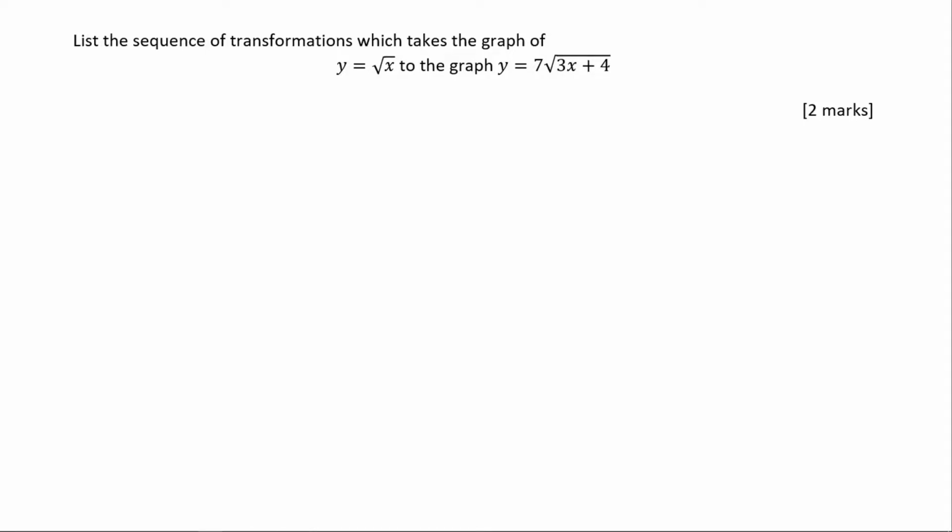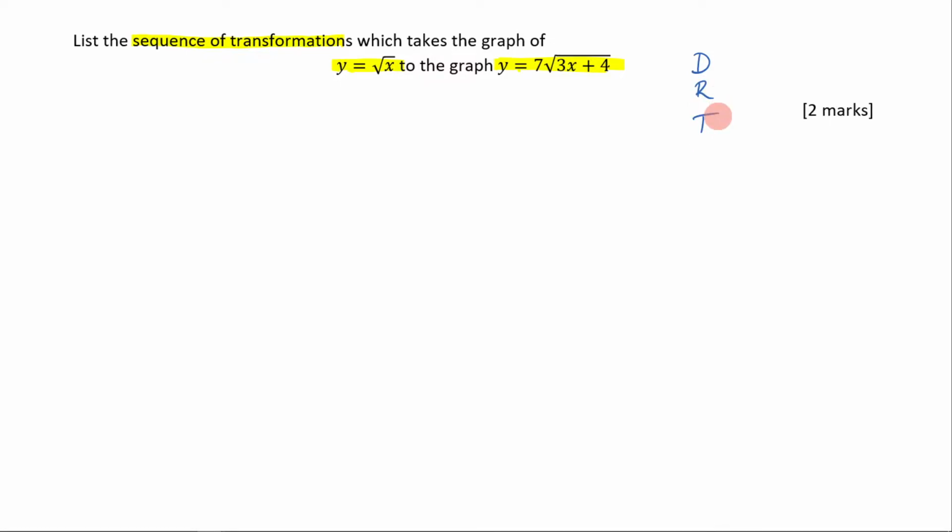We're going to answer this question before us. It says that we need to list the sequence of transformations which takes the graph of this to the graph that. So ideally, when you're faced with these type of questions, you want to follow dilations, then reflections, then translations. That's the order you want to follow.